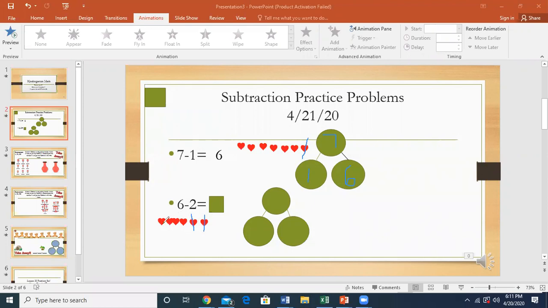So I had 6 all together. So I'm going to go over to my number bond, and I'm just going to put in the number 6 because I know my total will always go in the circle all by itself. So I had 6 all together. I took 2 away. So I'm going to put 2 right here.